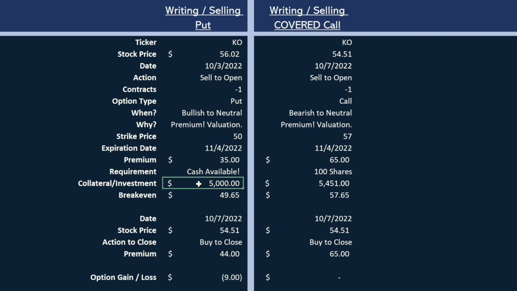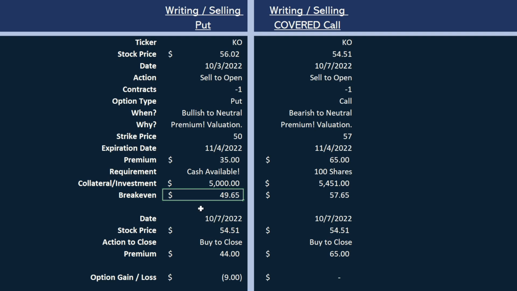Now, where does that come from? That comes from the fact that one contract equals 100 shares, and we would have to buy it at a strike price of 50. So 50 times 100 equals $5,000. And that gives us something that's really important to understand too, which is the break-even point. So what's the break-even point?